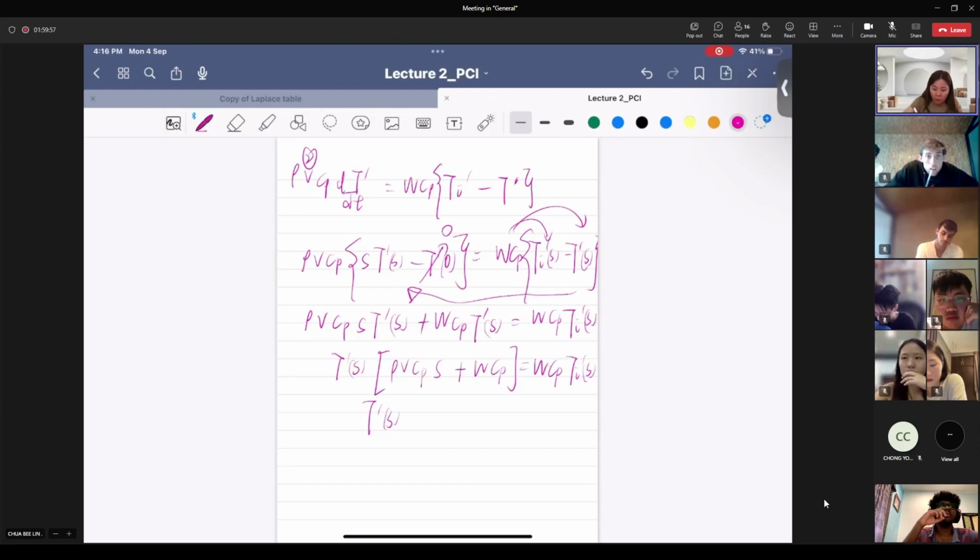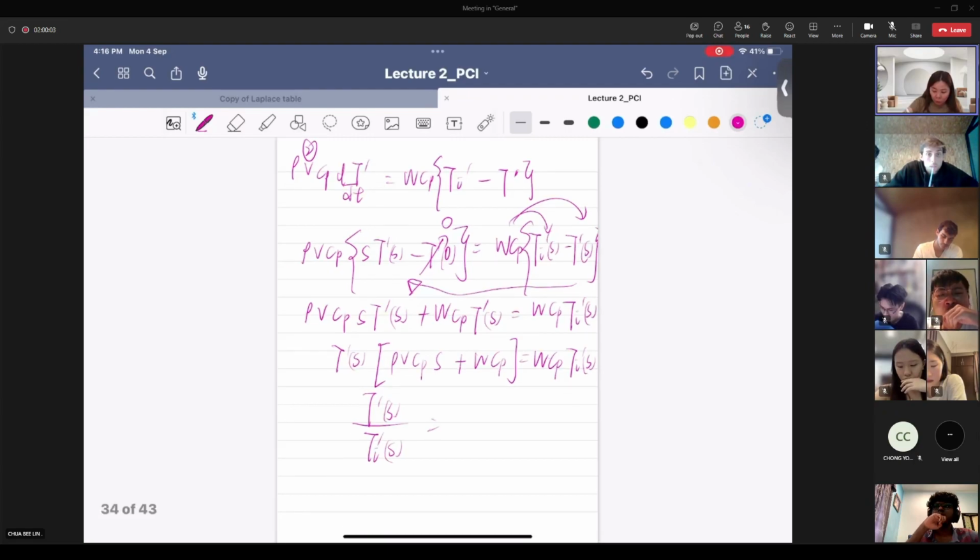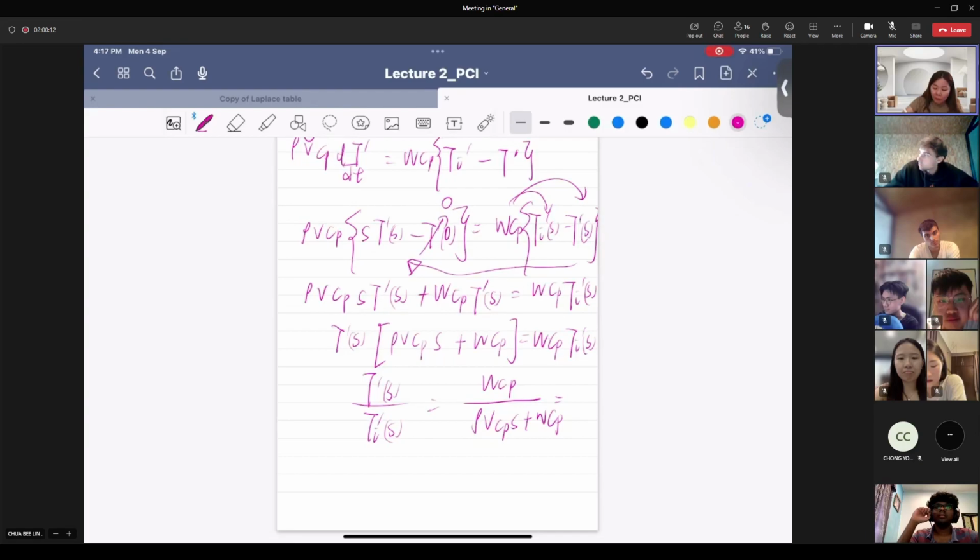So rearrange output over the input. It is very simple, follow the same step. You just have to be careful. So omega Cp over rho V Cp S plus omega Cp. Compare with its standard equation K over tau S plus 1.